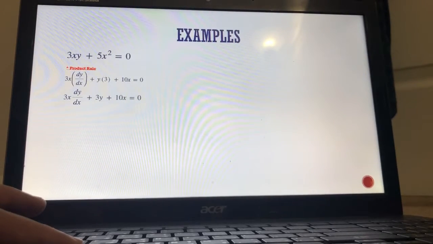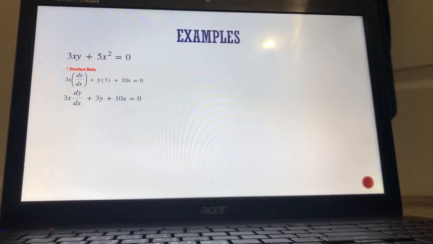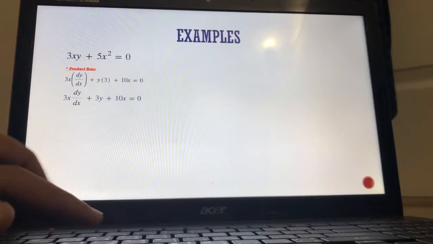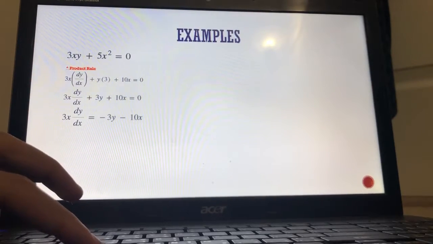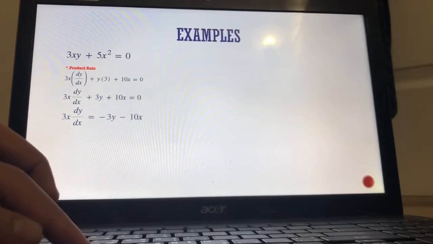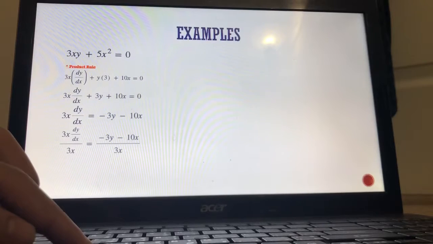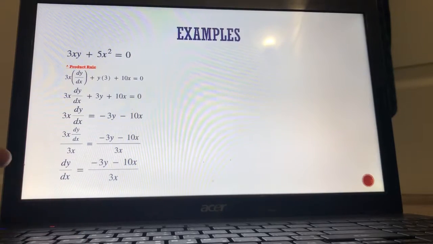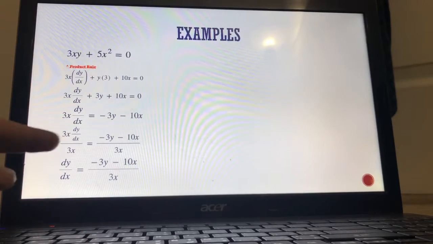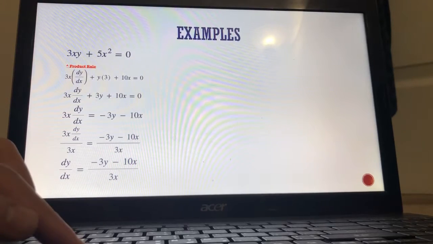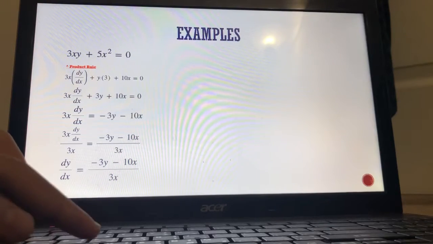And then we would simplify by putting the 3 in front of the y. Then we would move the 3y and the 10x to the other side to isolate dy/dx. Divide by 3x, and this will give us dy/dx equals negative 3y minus 10x, all over 3x.